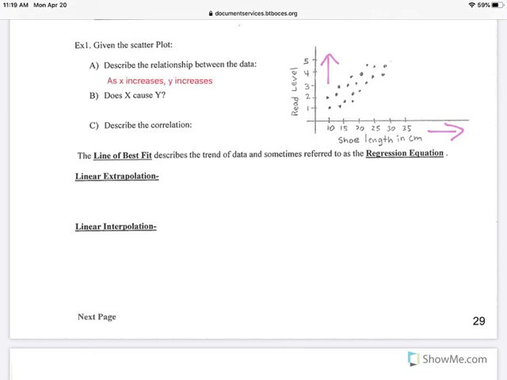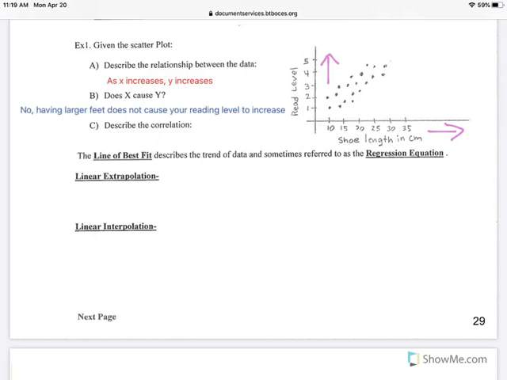Now, part B says, does x cause y to happen? So it's asking, does your shoe length cause your reading level to change? Now, obviously no. People with smaller shoe sizes aren't necessarily at a lower reading level than people with bigger shoe sizes. The reason that we're seeing this trend is because typically, as people get older and their shoe size increases, their reading level also increases, but it's not causing one thing to happen over the other.